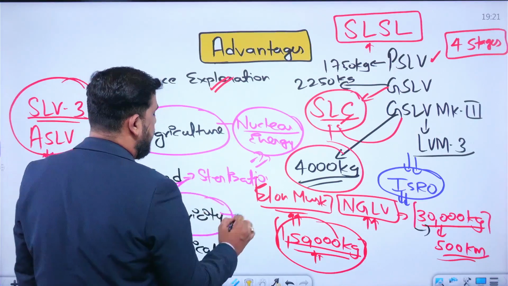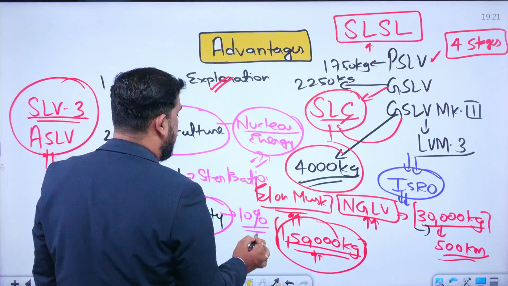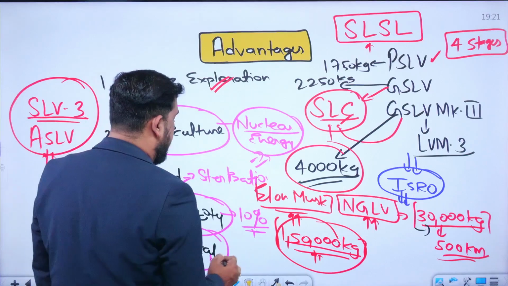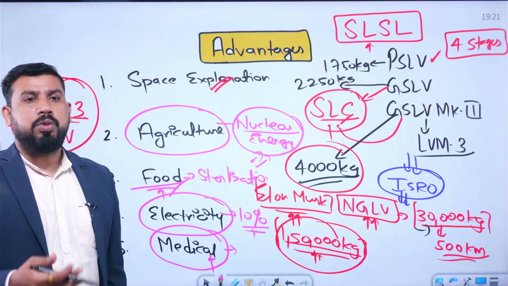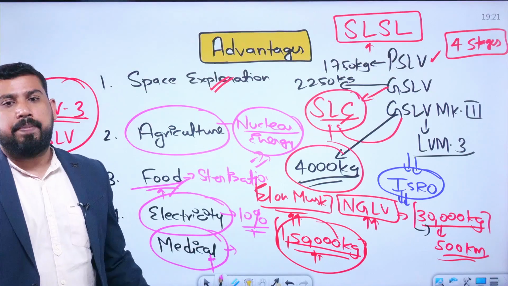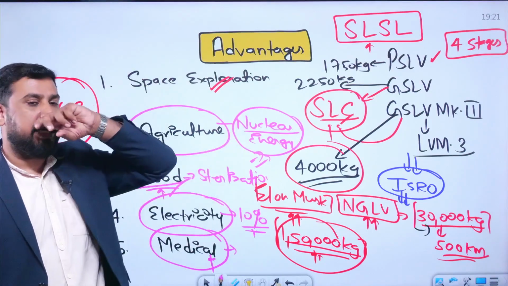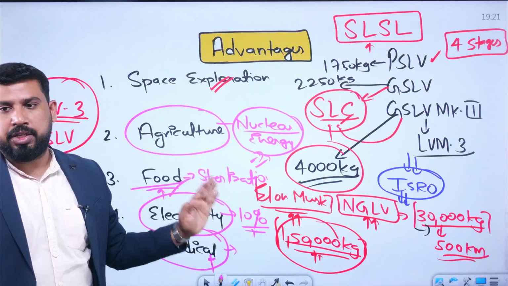Electricity: as you know, 10% of global electricity is associated with it. And in the medical field, for brain tumors and in cancer treatment, we can use these particular radiations and make a healthy world. So these are the advantages of nuclear energy in these particular aspects.